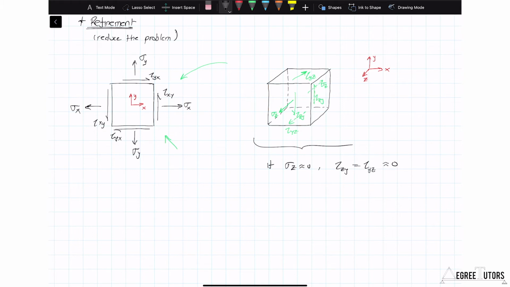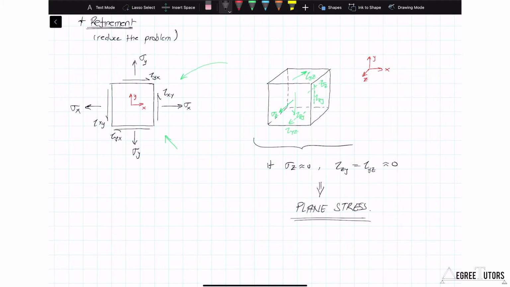This is a condition we call plane stress. It's an approximation. We're taking a 3D element and simplifying it down to a planar element, with stresses only existing on the X and Y faces in this case. So this is a simplification called plane stress, and it's a very, very common condition, and so that's why we often start out simplifying our analysis down to plane stress.